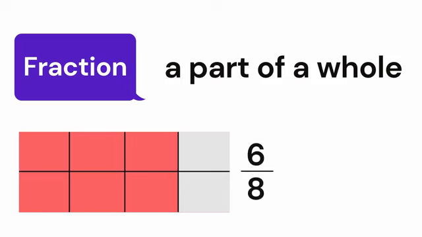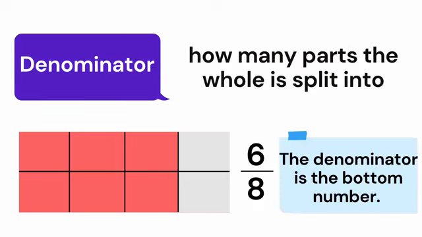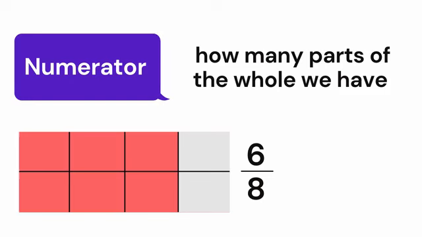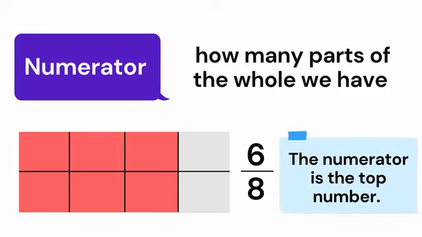The denominator, the bottom number, tells us how many parts the whole is split into. For this example, since 8 is our denominator, our whole is split into 8 parts. The numerator, the top number, tells us how many parts we have out of the whole. In our example, since 6 is our numerator, we have 6 parts out of the whole.